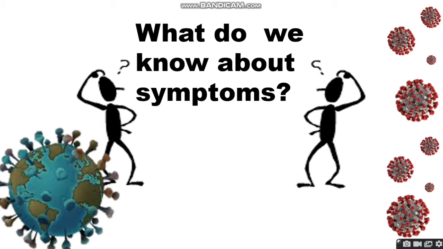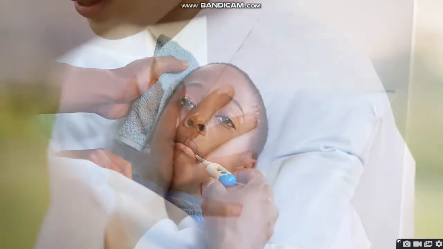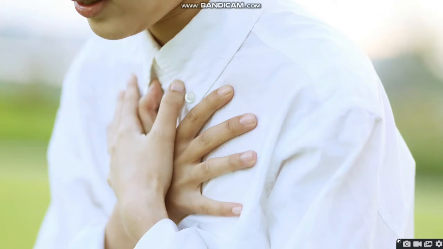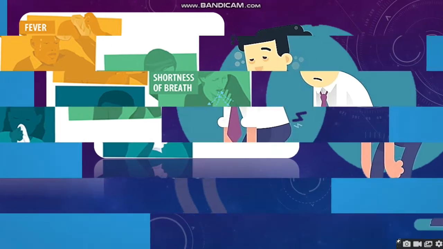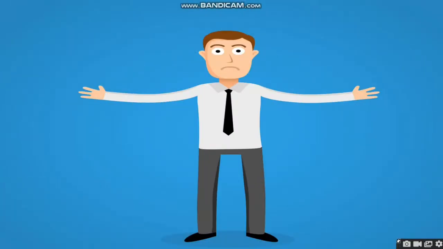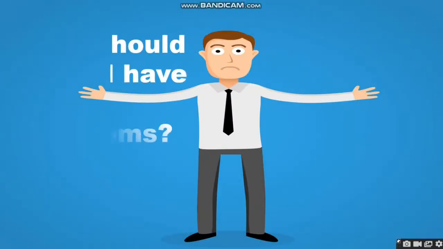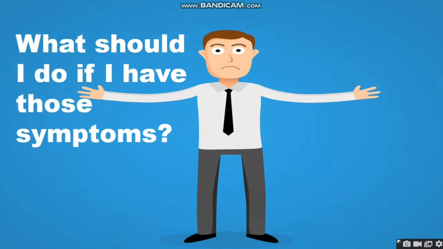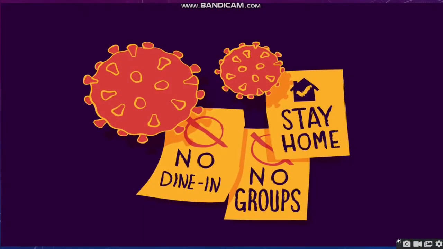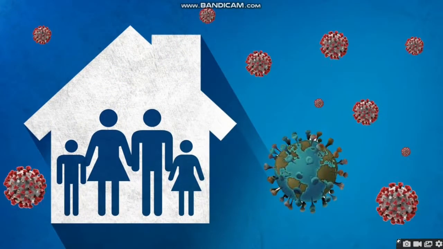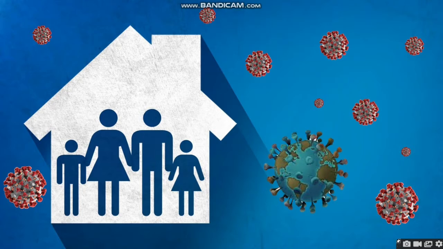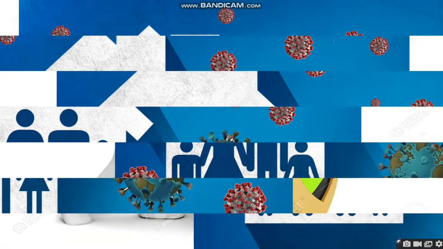The symptoms of coronavirus are cough, fever, and probably shortness of breath. Some people also experience fatigue, as they do in flu. What should I do if I have those symptoms? Well, if you have those symptoms, you should stay at home for 7 days and look after yourself. And if you have a family, everybody should stay at the house for 14 days.